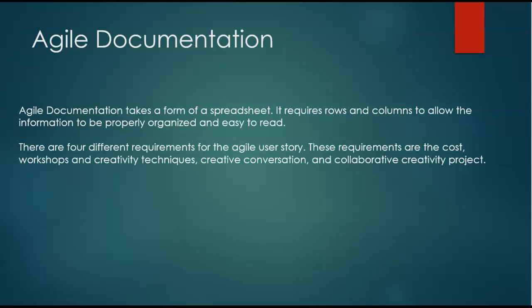There are 4 different types of requirements for the Agile user story. These requirements are cost, workshops, creativity techniques, creative conversations, and collaborative creativity projects.